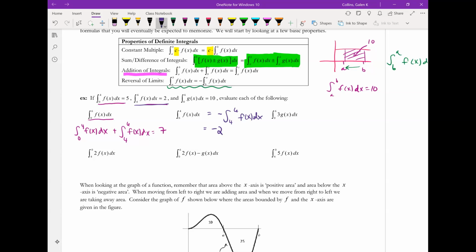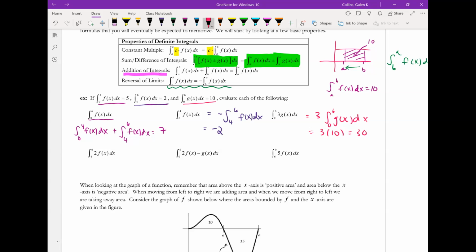From 0 to 6 of 3 times g of x: this is an example of that constant multiple rule. We can pull the 3 out and multiply it with the definite integral of g from 0 to 6. Since that is 10, this is 3 times 10, which is 30.